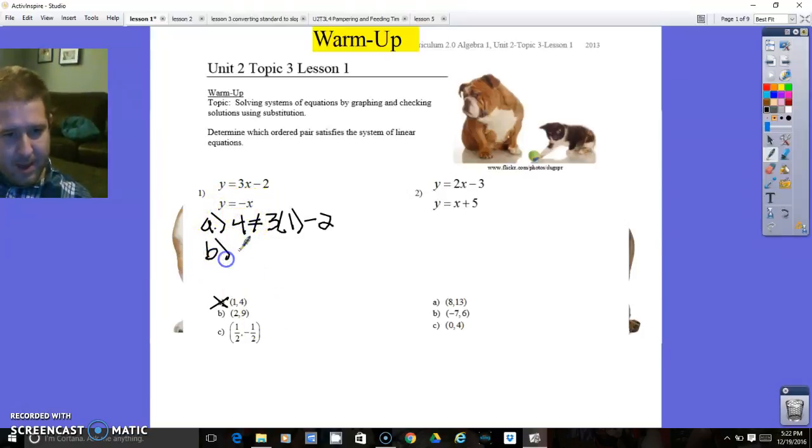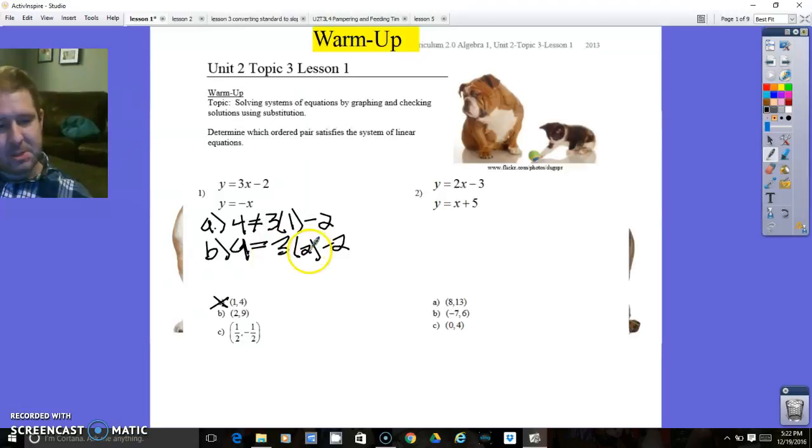So in B, we've got 9 equals 3 times 2 minus 2. 3 times 2 is 6. 6 minus 2 is 4. 4 does not equal 9. So B is also not an answer.